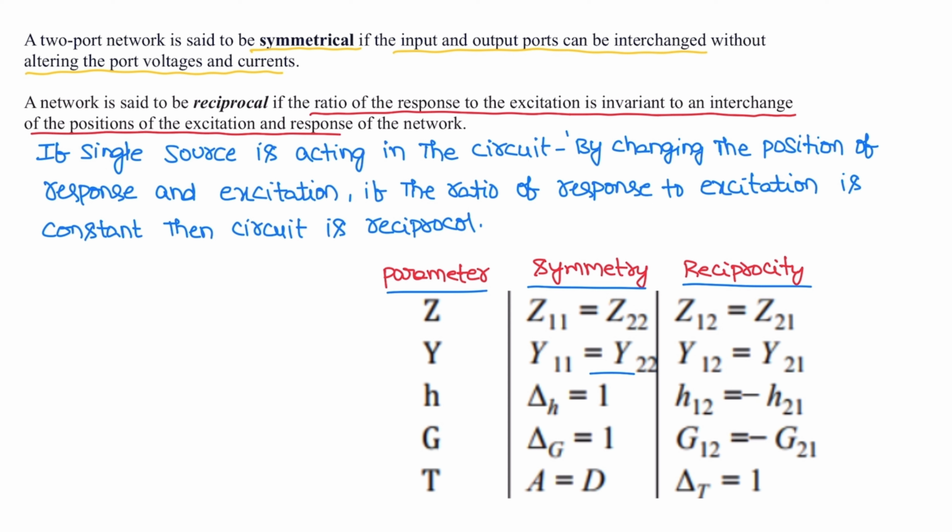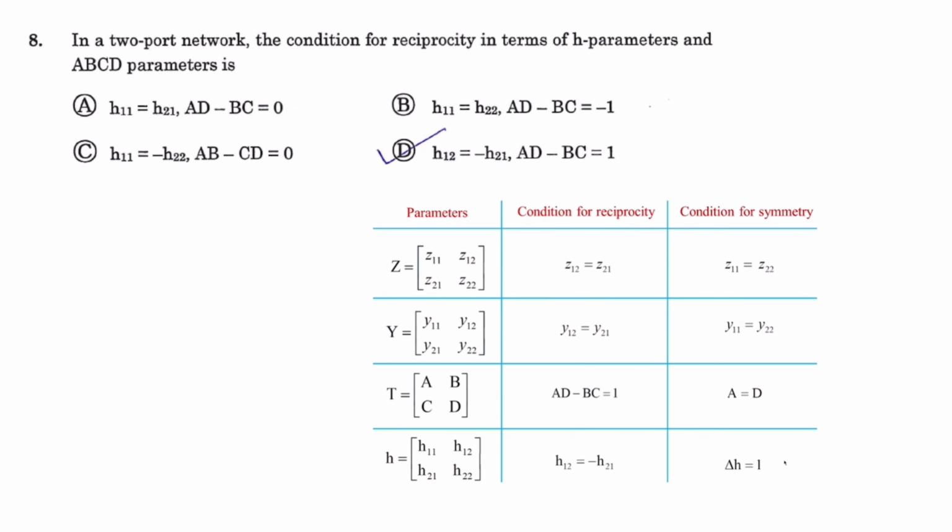In the question they have asked the condition for reciprocity for H parameters, hybrid parameters, and ABCD parameters. The condition for reciprocity for ABCD parameters is AD minus BC is equal to 1, and for H parameters it is H12 is equal to minus H21. This is the condition for reciprocity in terms of H parameters and ABCD parameters. Correct option is D. Next question.